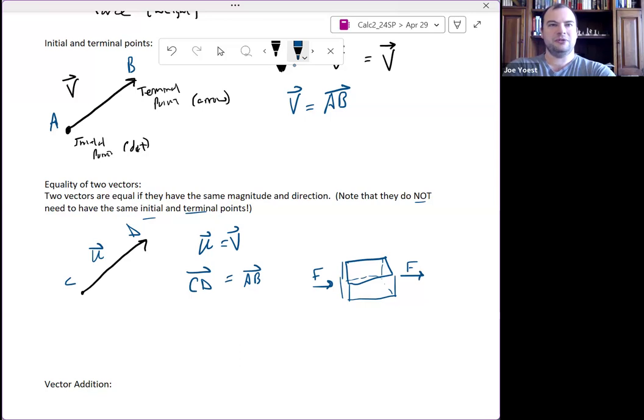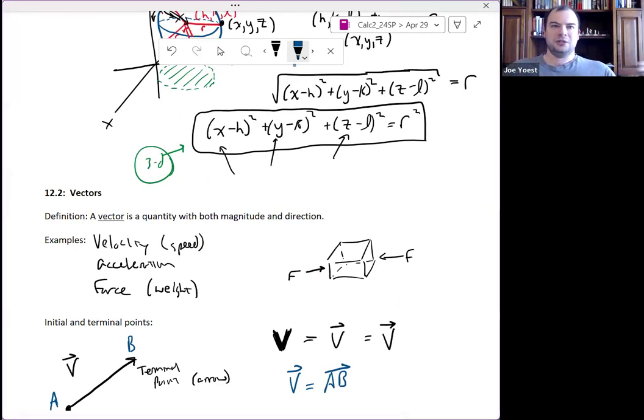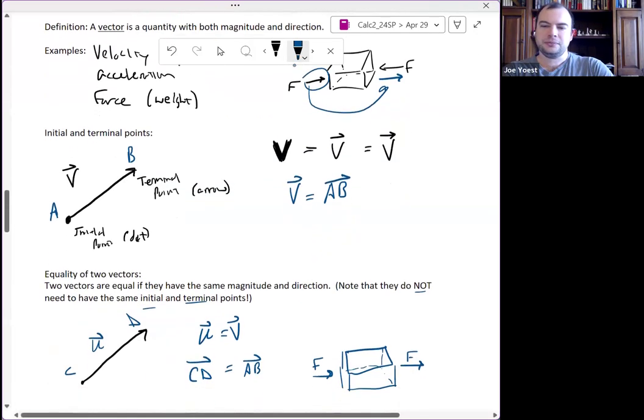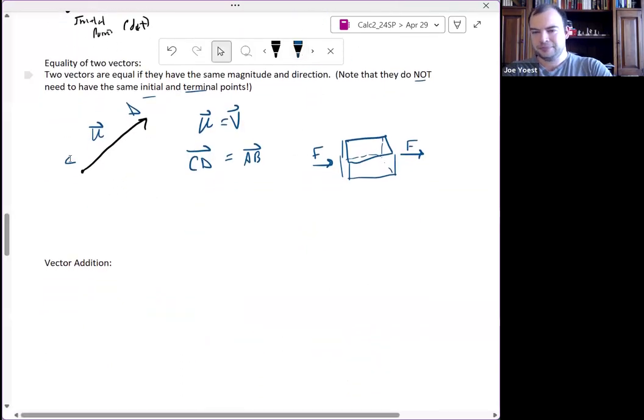So this is super helpful for being able to move vectors around to help us with some of the other operations of vectors. For instance, if we had two vectors, two forces pushing in opposite directions, I could just take this force, move it over here, and see that it's got the same magnitude as the other force, but in opposite direction. And maybe I can tell something from that. I can combine my vectors together much more easily if I'm free to move them around.